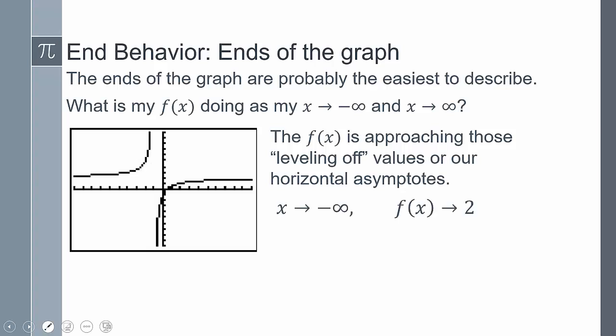So not only do we have x going to negative infinity and x going to positive infinity, I can actually state what my y is doing. As x goes to negative infinity, my y is leveling out to that horizontal asymptote, which is y equals 2. When x is going to positive infinity, it's leveling out to that horizontal asymptote, y equals 2. So I can describe it that way.